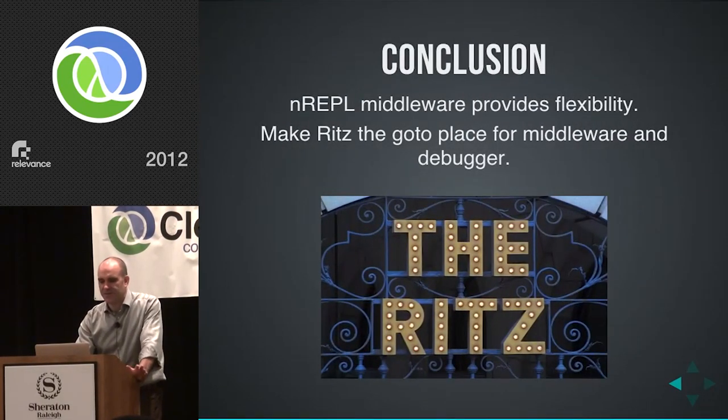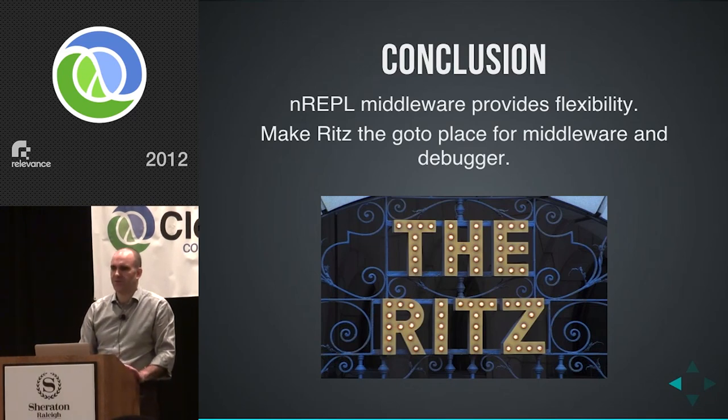And in conclusion, I think there are two aspects that I want to really force home. The nrepl middleware is really nice. It gives you flexibility of using different clients. It gives you the ability to customize your REPLs easily and use them from wherever. And I'm really trying to make Ritz the place for Clojure debuggers. So if you feel like contributing in this area, please do.